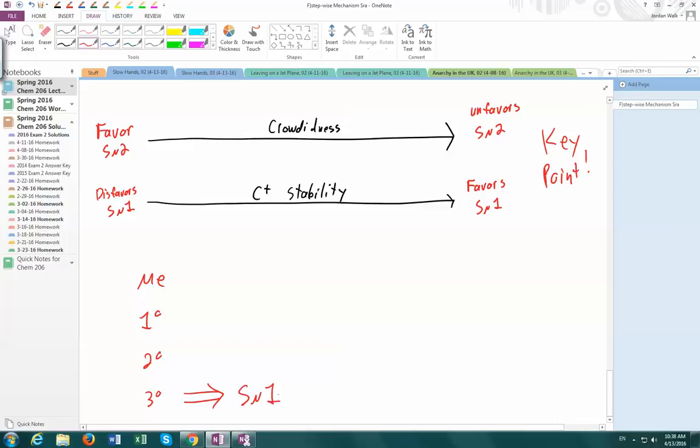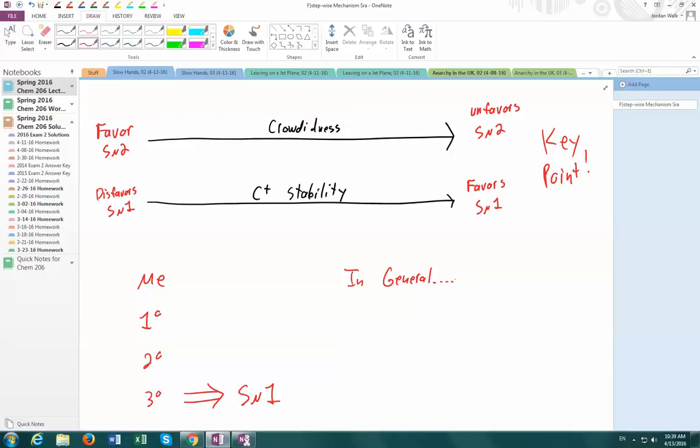SN1. Generally, all the time. So I'll say, in general, because I'm sure you can find cases where it's not going to be that case, but I'd say 99% of times, anytime you have a tertiary alkyl bromide, bam, SN1, you're done. You know what's going to happen.